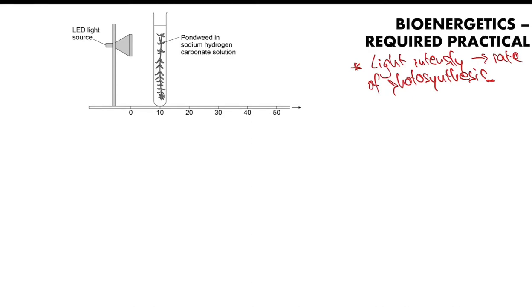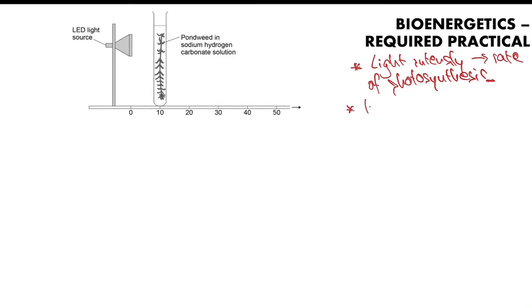In terms of how that's investigated, it's using pondweed in sodium hydrogen carbonate solution and placing it at specific distances to a light source and counting the number of bubbles that the pondweed produces per period of time, such as per minute. So let's break that down for a bit.